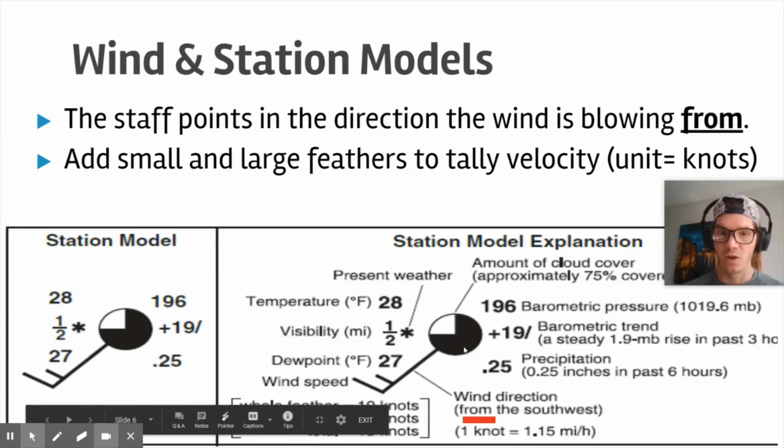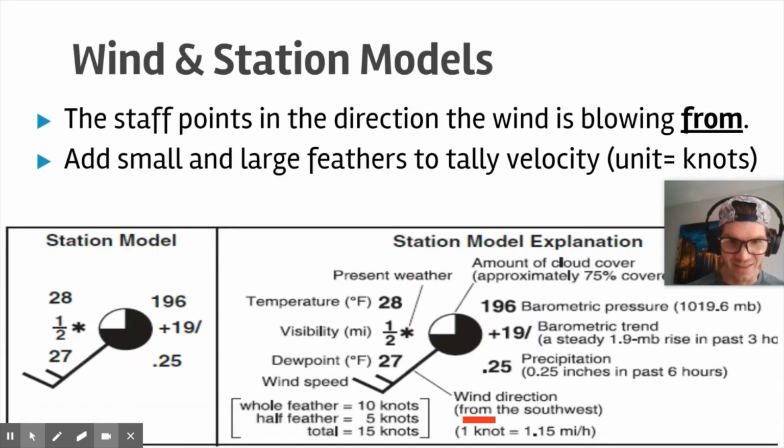Now, at the end of the staff, we have these things called feathers. You'll notice that the whole feather, or the longer line, is going to be worth 10 knots of speed or velocity. And the half feather is going to be worth 5 knots of velocity. So in order to get the total velocity, you just add up the amount of feathers that are on the staff.